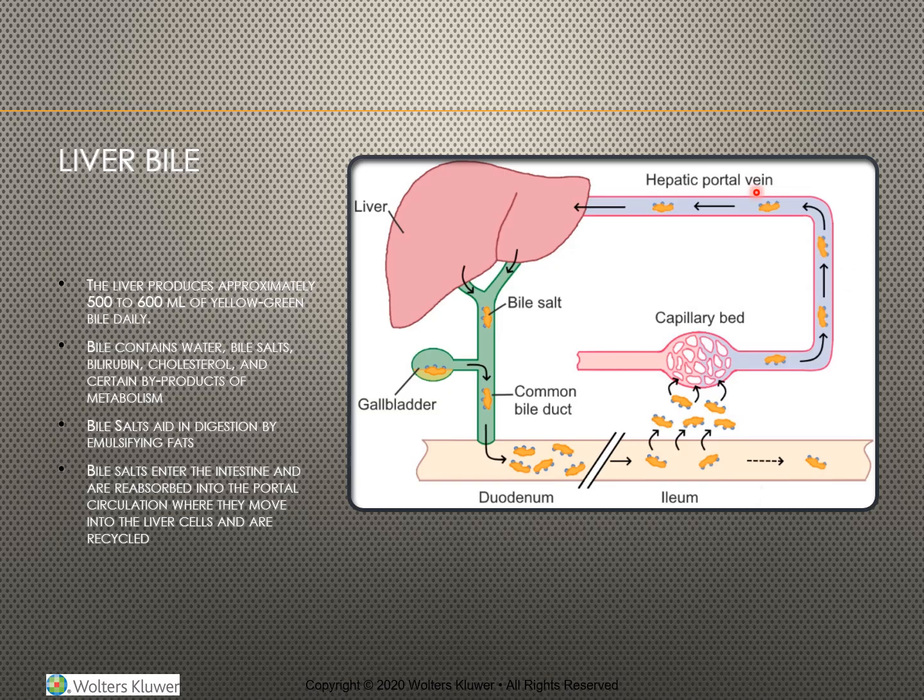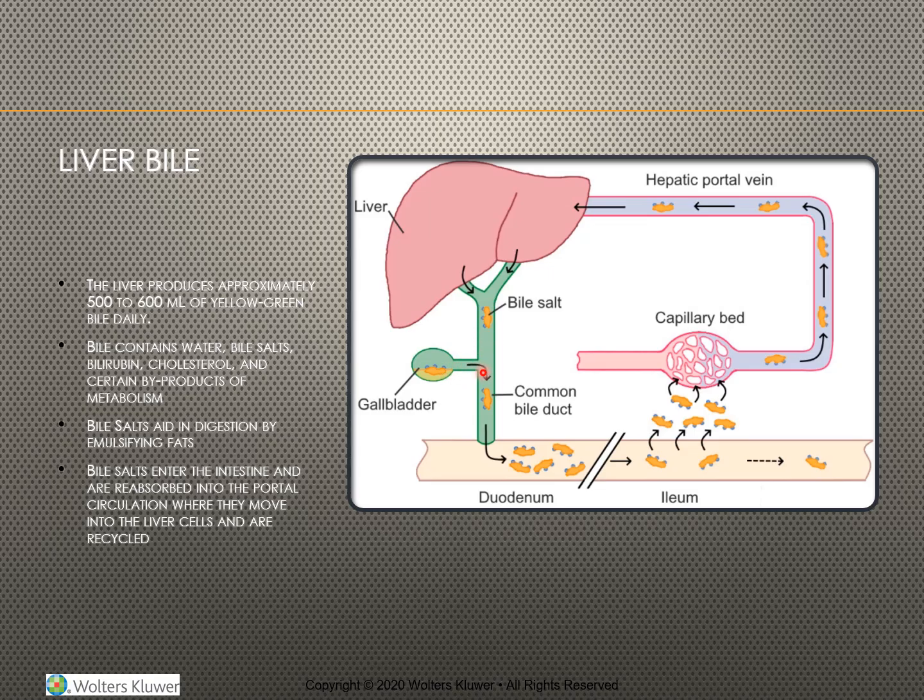So you can kind of see that in the picture here. The liver is producing bile that contains bile salts. Much of that is actually stored also in the gallbladder. So we have storage here that can also be released, especially when we eat. So that's what kind of stimulates that release of bile.